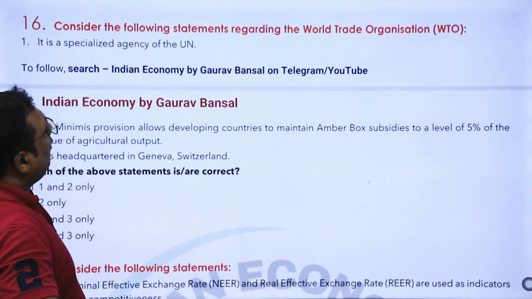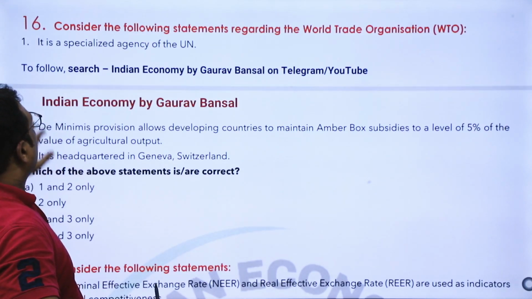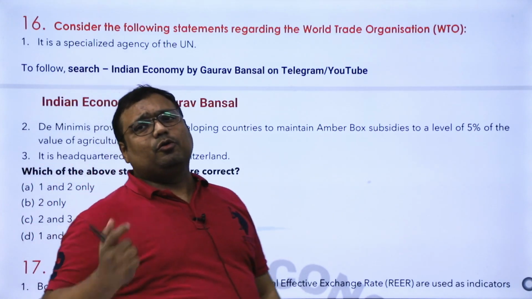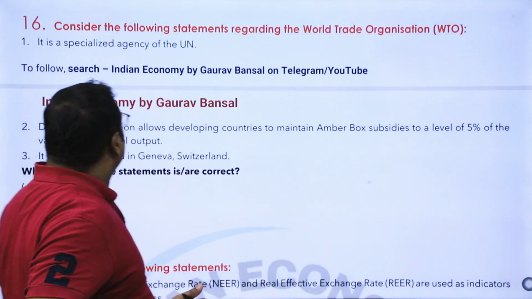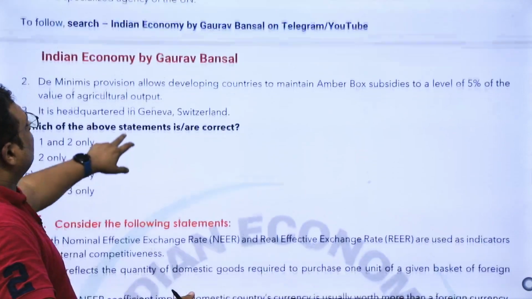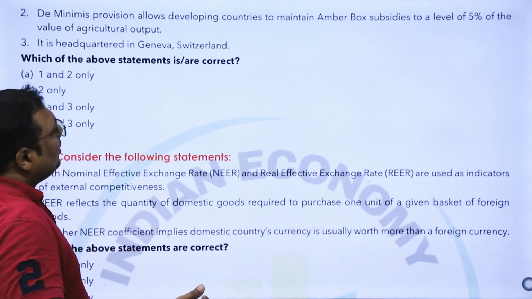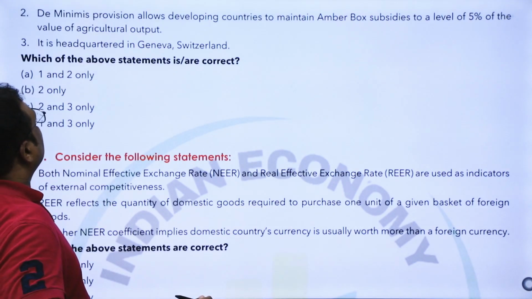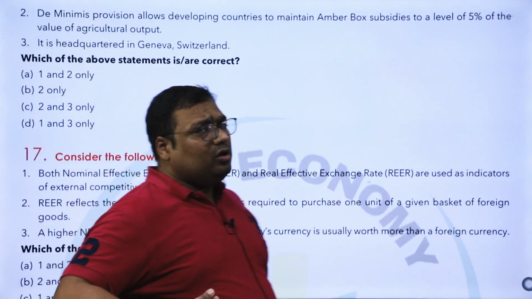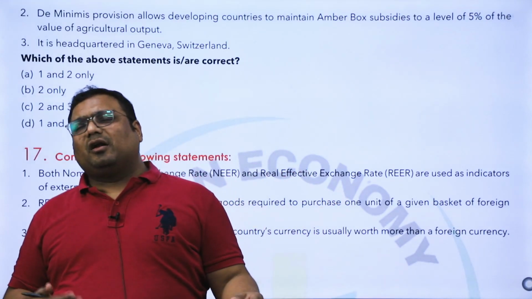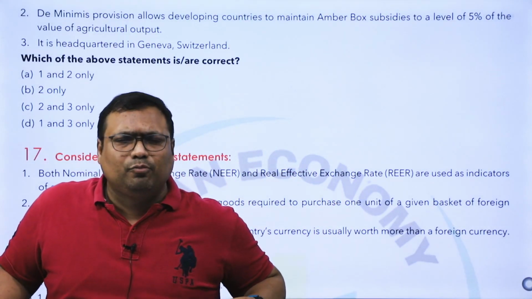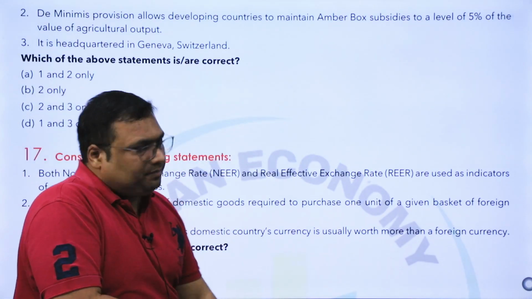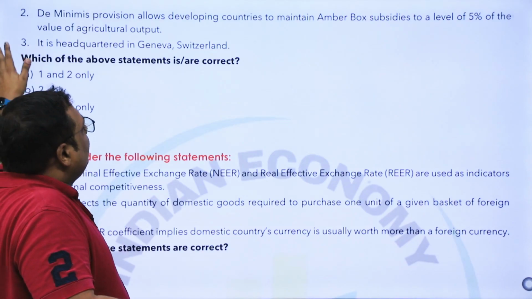16th, consider the following statement regarding the WTO. First, it is a specialized agency of the UN. This is wrong. WTO is completely outside the UN framework. Second, de minimis provisions allow developing countries to maintain amber box subsidies to a level of 5% of the value of agriculture output. This is wrong, because developing countries are actually allowed 10%, so they can give more subsidy. It is developed countries which can give up to 5% subsidy. So this second statement is wrong.